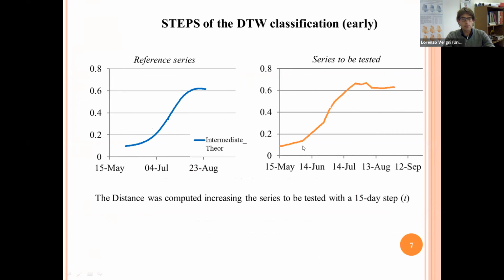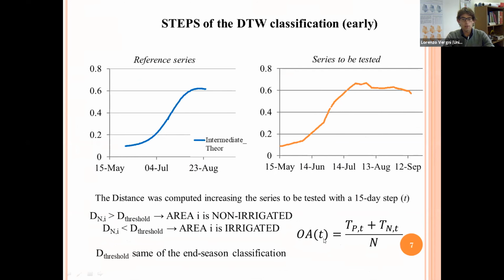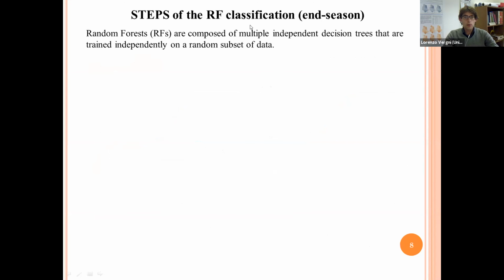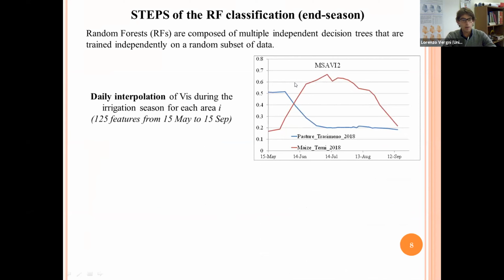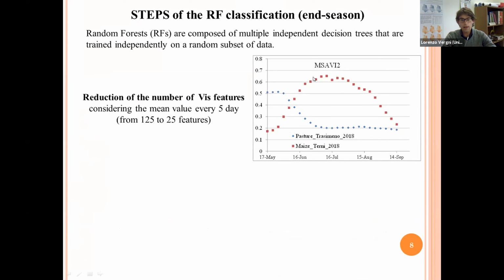So more or less the approach is the same, but in this case, the overall accuracy can be computed as a function of the time from the beginning of the irrigation season. Random forest is a well-known classification algorithm. It consists in the creation of multiple independent decision trees. It is necessary to select a certain number of features. In this case, the features were 25 for each series of vegetation index, represented by 25 values of the vegetation index during the irrigation season.